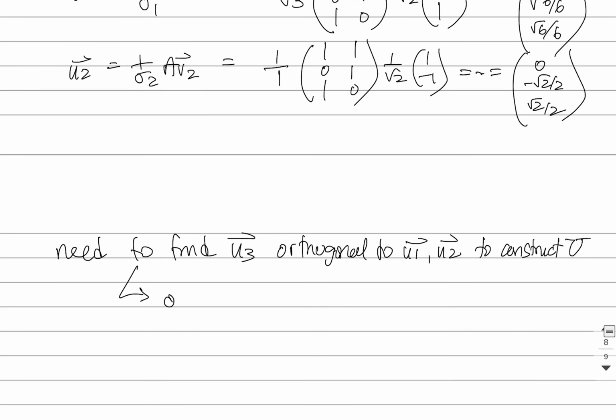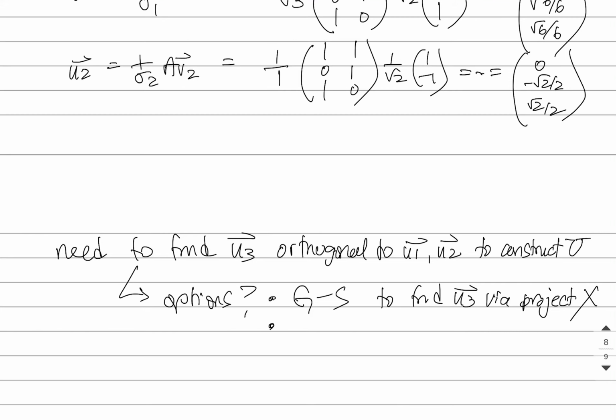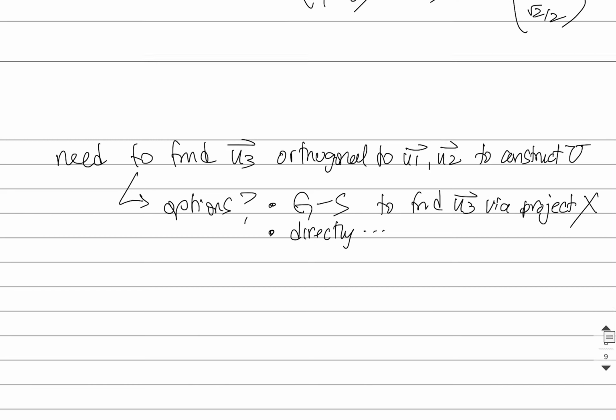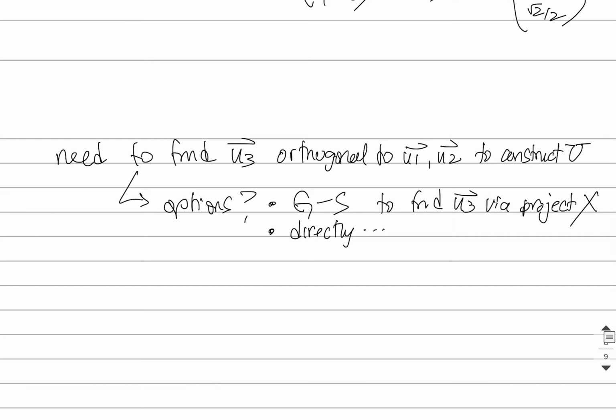Our options: we are guaranteed that we can use the Gram-Schmidt process to find U3 by way of projections. But it's a bit too much work here. We're just going to try to do this directly. You might say, well, how? How should we do this?